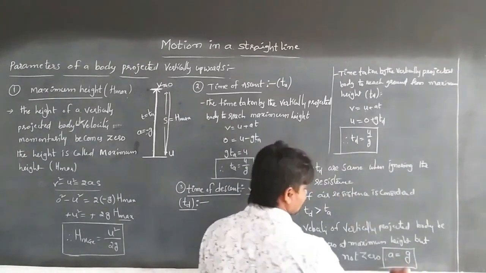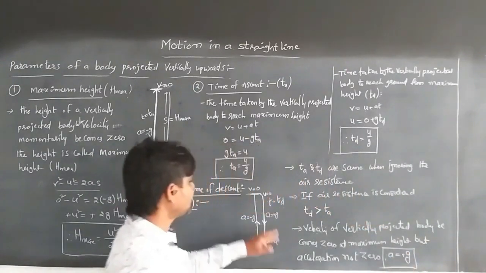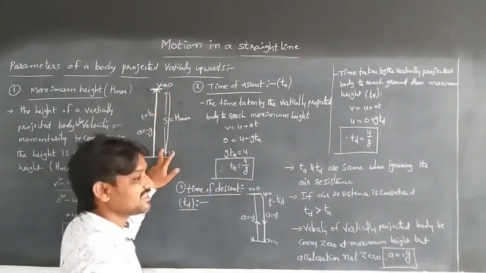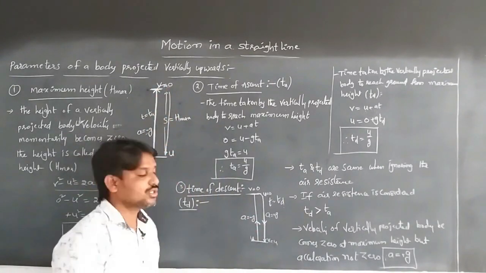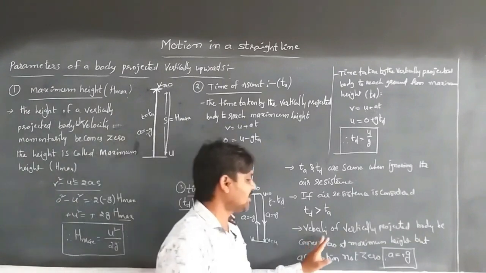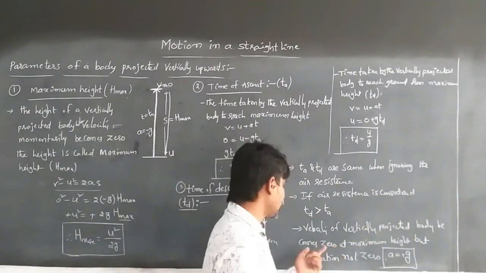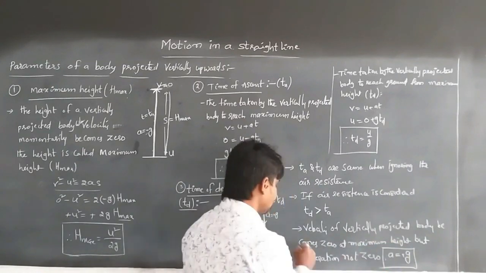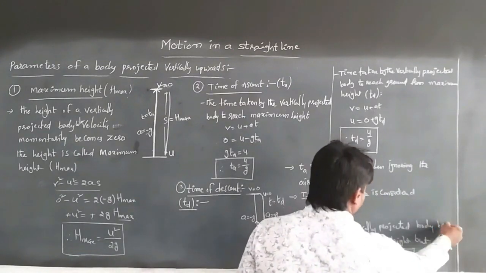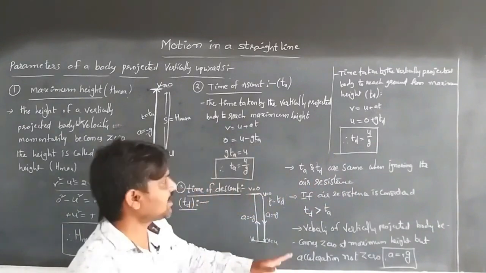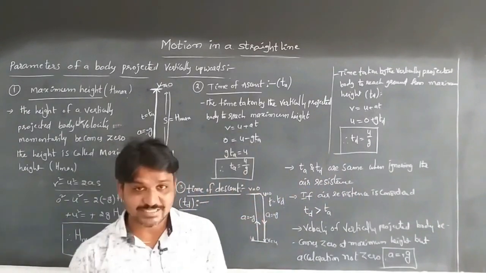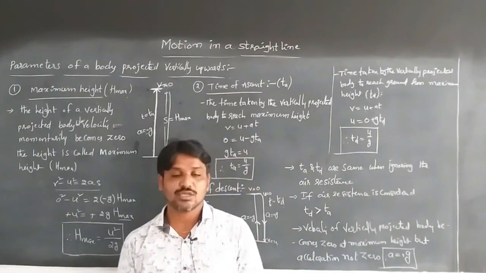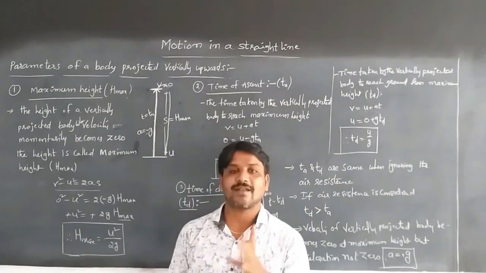A is equal to g, because after reaching the maximum height the body will return to the ground, under the gravitational effect. So the velocity of a vertically projected body becomes 0 at maximum height, but acceleration is not 0; that is, a is equal to g. So here we have the maximum height, the time of ascent, the time of descent, and another one, the time of flight.